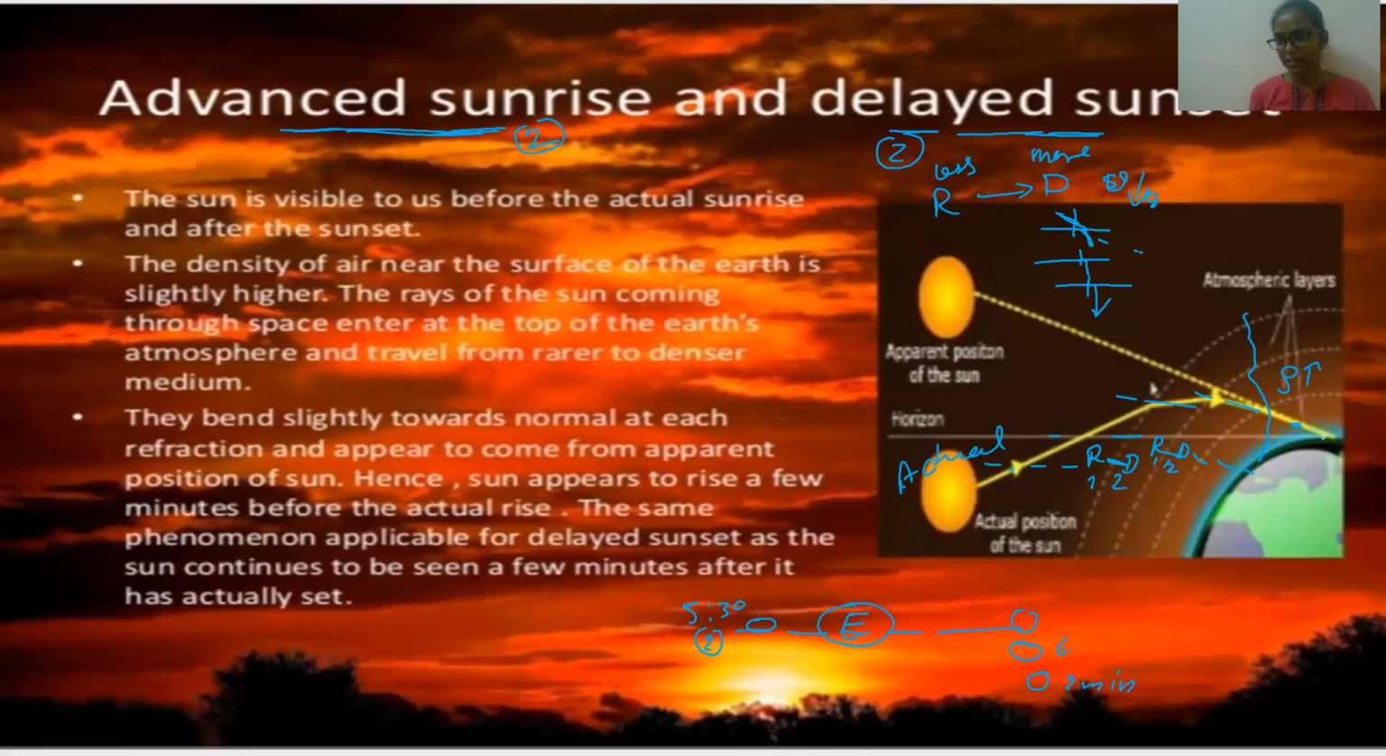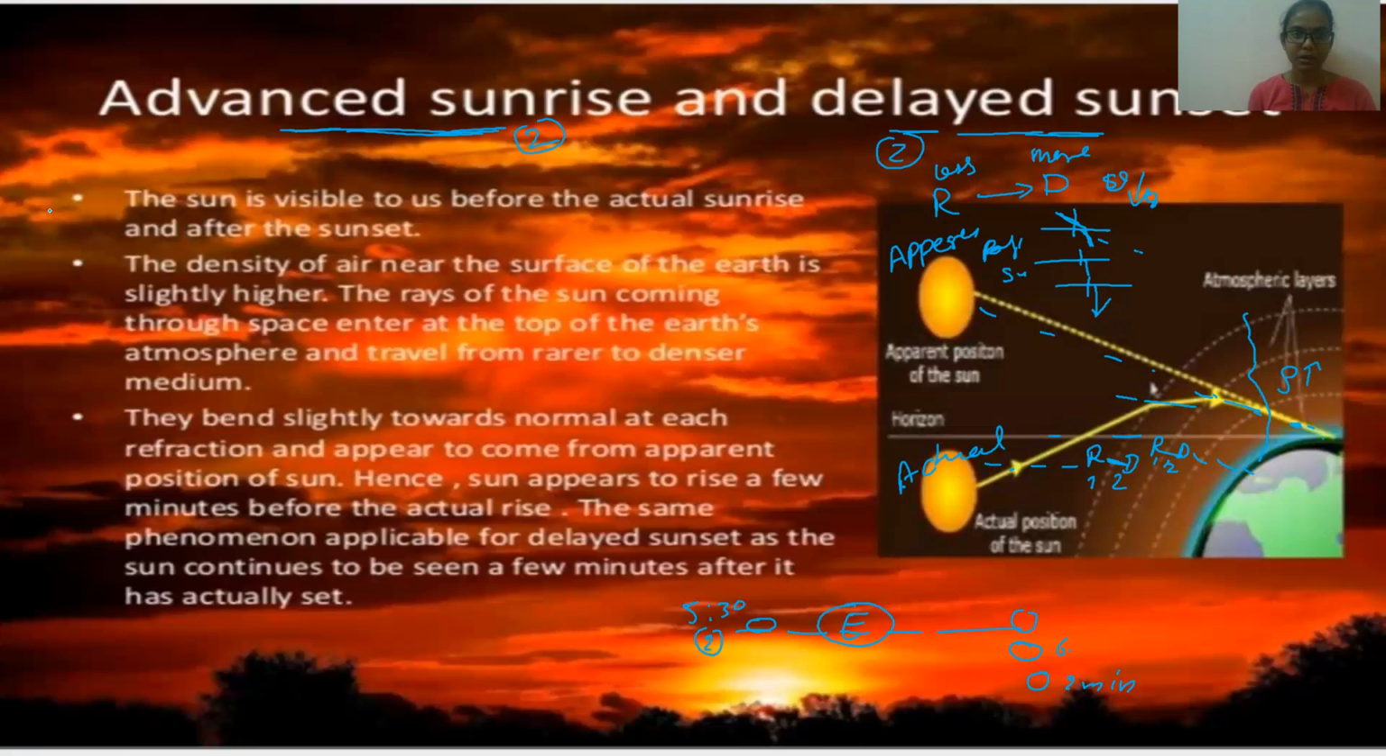So when the light is coming, bending and coming, what does it appear like? It appears like a rectilinear property, that is a straight line path. So where does it appear to be coming from? It appears to be coming from here. So this is apparent. This is what we call the apparent position of the sun actually. So how does it become an apparent position?